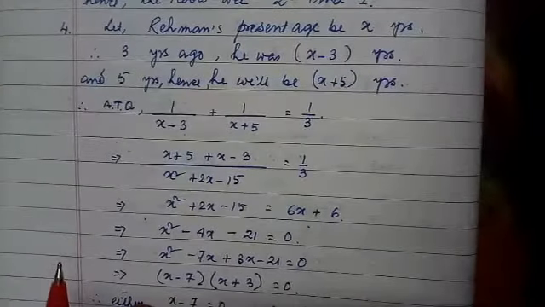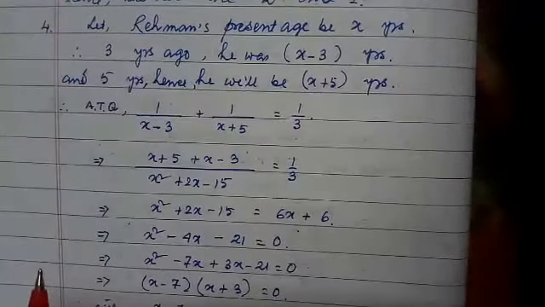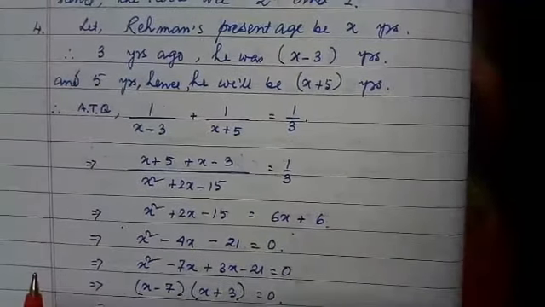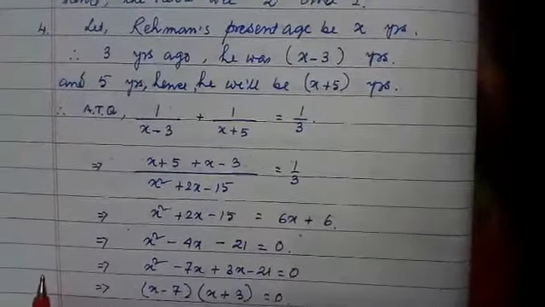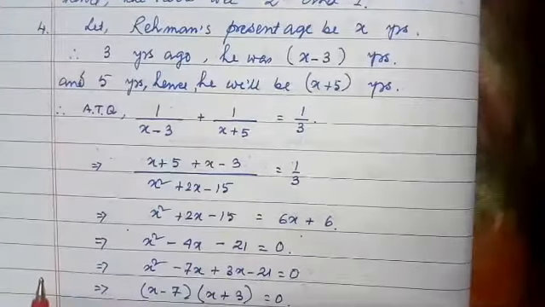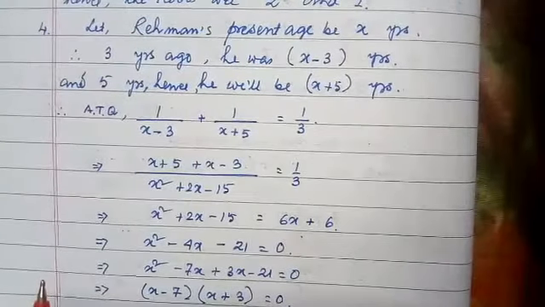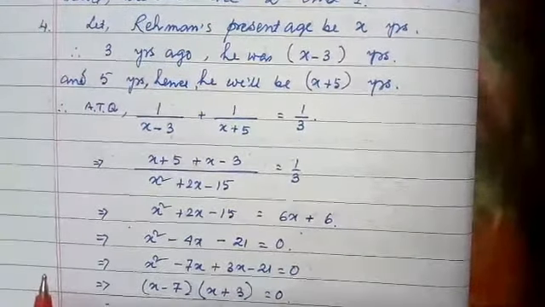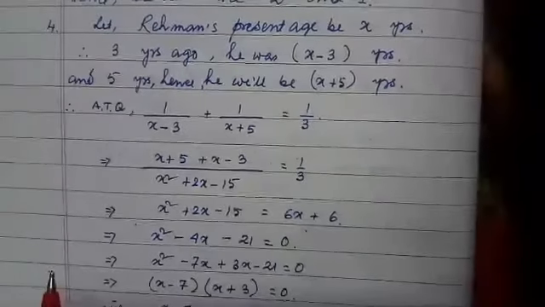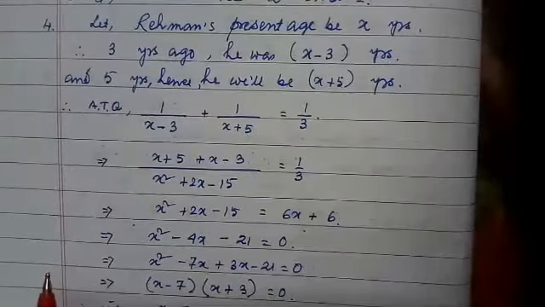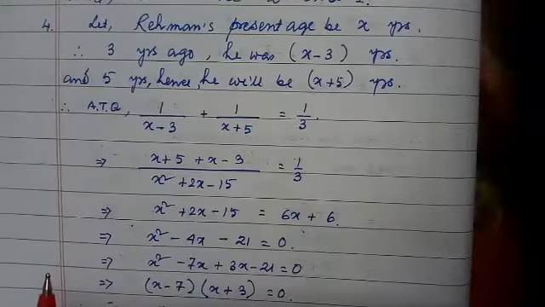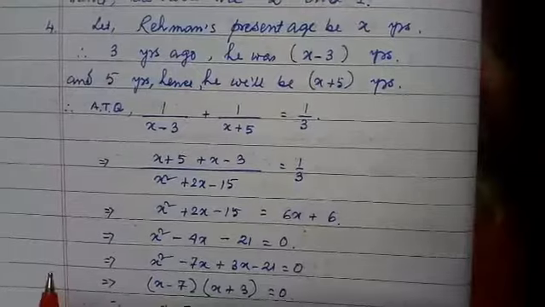Now question number 4. The sum of the reciprocals of Rahman's age 3 years ago and 5 years from now is 1/3. Find his present age. Let Rahman's present age be x years. Therefore, 3 years ago he was x − 3 years. And 5 years hence, that is 5 years after, he will be x + 5 years.